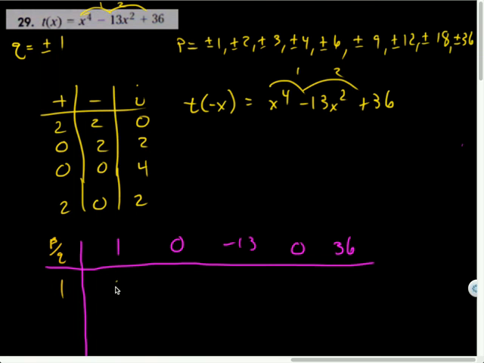I don't know. So let's try 1. So 1 times 1 is 1, with 0 is 1. 1 times 1 is 1, with negative 13 is negative 12. I don't see any hope for this one. 1 times negative 12 is negative 12, with 0 is negative 12. And then negative 12 and 36 is positive 24. So that's too high.